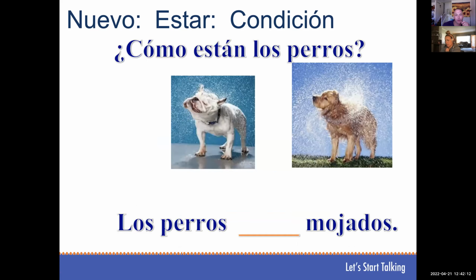¿Cómo están los perros? Los perros estás mojados? Why would you think estás? Estás. Or I guess you están. Están, yeah, they are. Okay. Just like in the question, right? Yeah. Oh, it is in the, Jeez. The clue is right there. I was trying to figure it out. Okay.